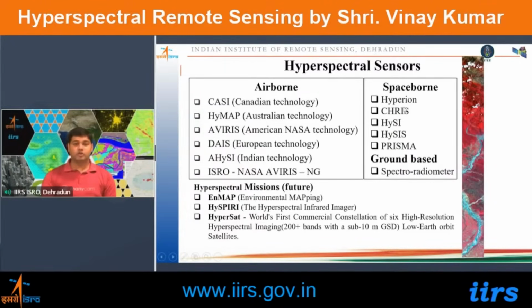In case of spaceborne, Hyperion, the Compact High Resolution Imaging Spectrometer, and HySIS are from India. PRISMA is from the Italian Space Agency. And these are future missions, that is EnMAP from the German Space Agency, and HISPIRI from NASA. And Hypersat is going to be a constellation of high resolution hyperspectral imaging with 200 plus bands with sub 10 meter resolution. So they are going to be low Earth orbit satellites.